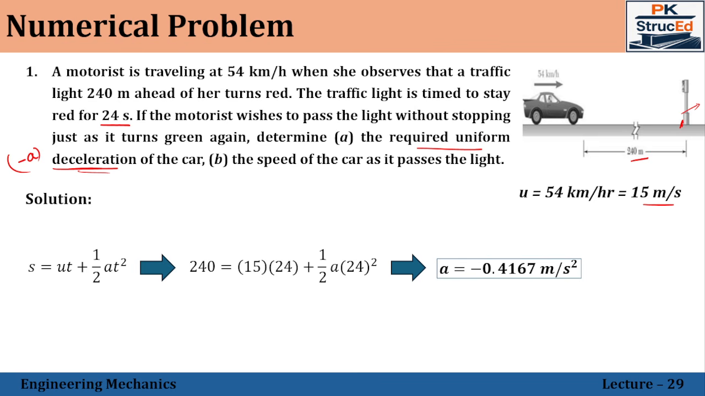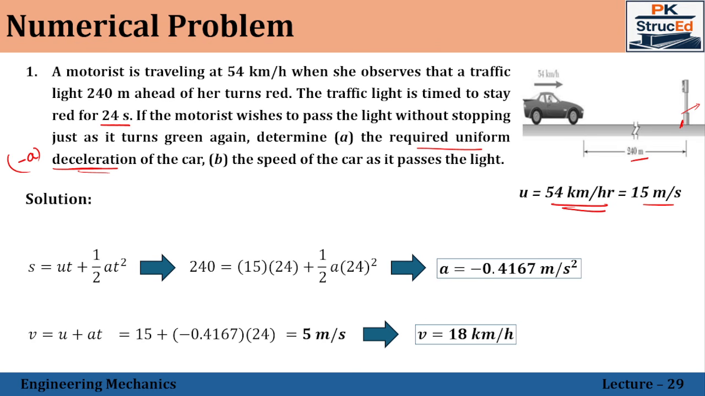The second question is to find the speed of the car as it passes the light. That is, at that particular point, what is the final velocity? So v is equal to u plus at. Here u is 15, a is calculated as minus 0.4167, and the time required is 24 seconds. Substituting everything, we get the final velocity as 5 meter per second. But the initial speed was given in kilometer per hour, therefore the final speed should also be mentioned in kilometer per hour. Converting that, we get the final speed as 18 kilometer per hour.